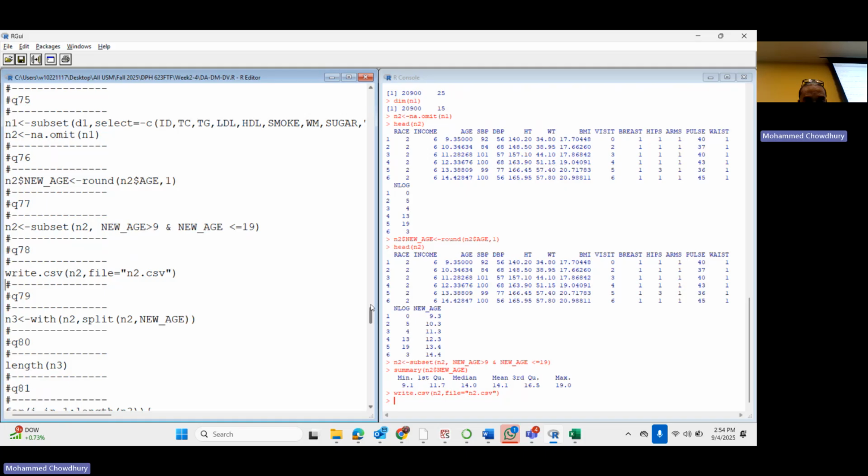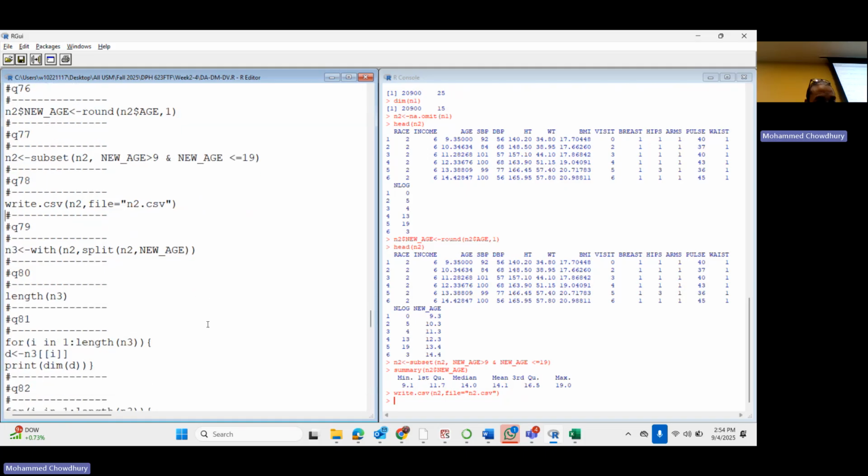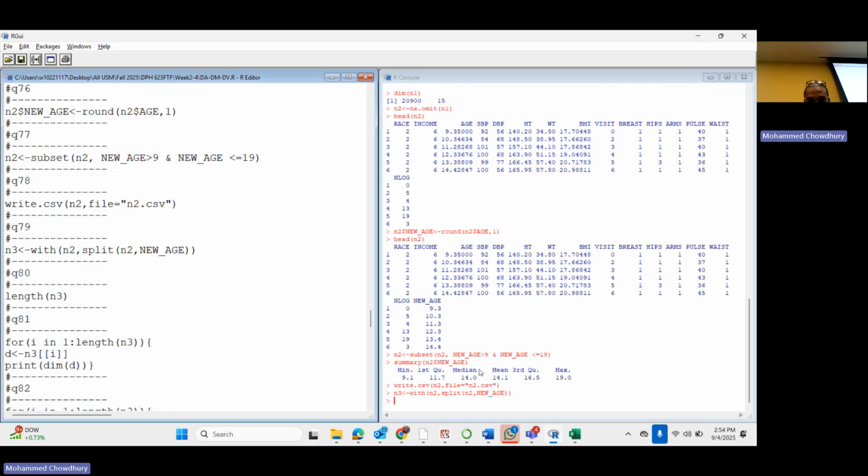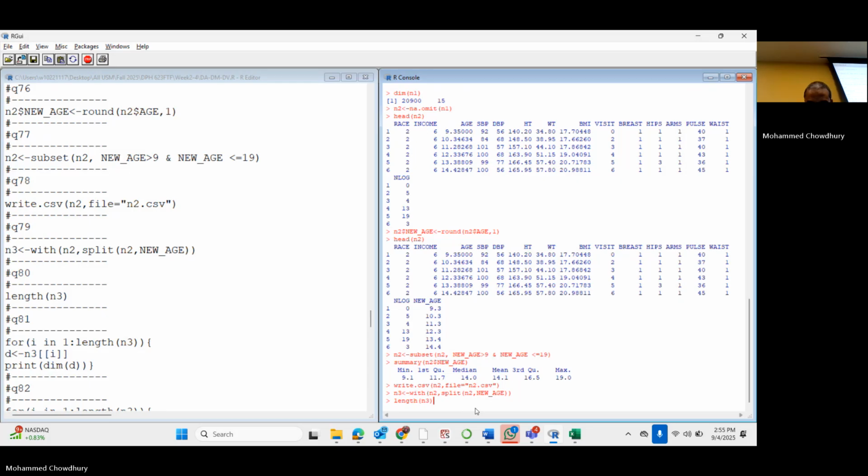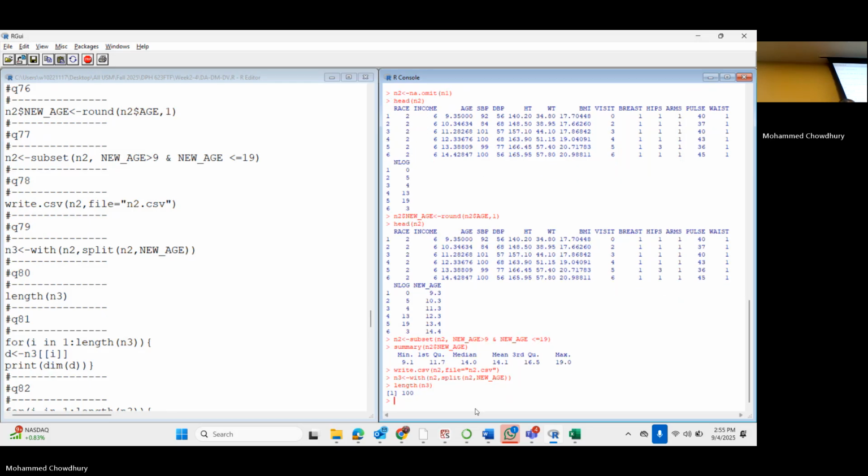So you can export the data, and now I want to split the data by the new age variable. So N3 is the data. N3 now has 100 data sets. See, if I write here length N3, how many? 100 data, right? The first data is for age 9.1. How can I see that?